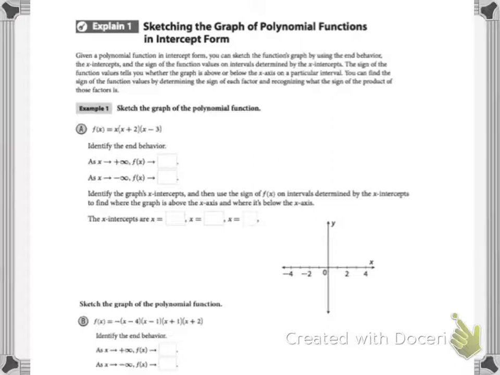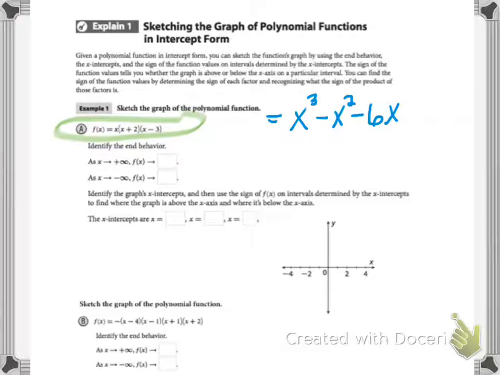So the first function we're going to look at is x times x plus 2 times x minus 3. Now, not that we want to do this each time, but just to give you an idea of what this looks like in expanded form, I went ahead and multiplied it out. So this would be x cubed minus x squared minus 6x. I just FOILed the x plus 2 and x minus 3 and then distributed the x through. So this is what it would look like in expanded form, but we like to use factored form to graph it because this is going to tell us a lot about the graph.